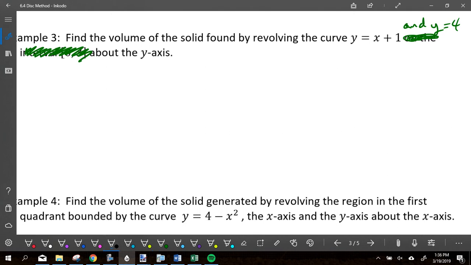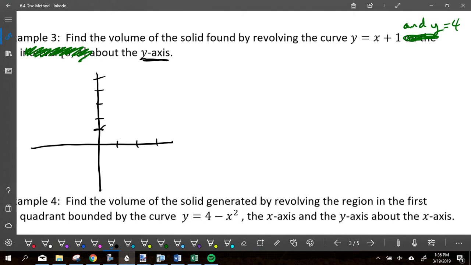It looks very similar to the last question. We changed the interval, but that's not really the main issue. The difference now is we're revolving around the y-axis. So let's draw a picture of this. Same lines, x plus 1, 1, 2, 3 is really all I need.